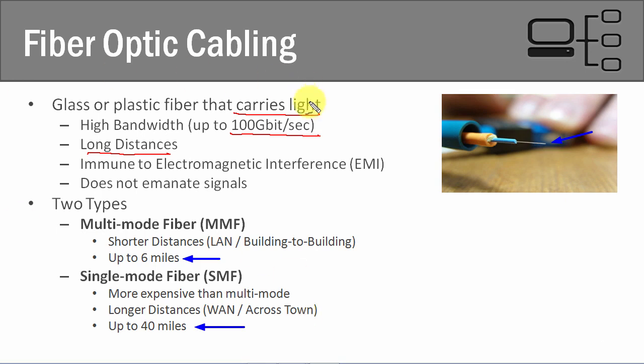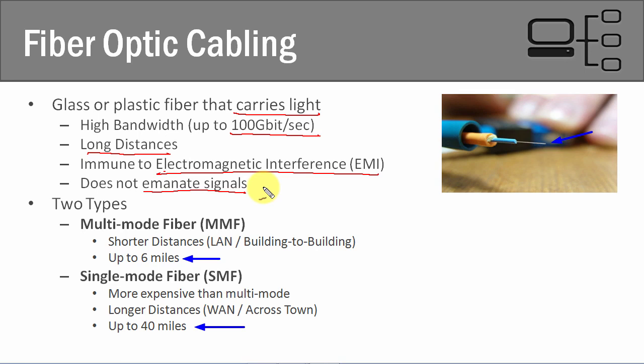Now, another huge benefit, and this is kind of a plus benefit in two factors, is that it's immune to EMI. And it doesn't emanate signals, because we're not dealing with electrical signals anymore. So when there's no EMI, there's no crosstalk, there's no signal degradation like there is with our twisted pair. And also, because we don't have EMI or crosstalk, it doesn't emanate any sort of networking signal out of the wire. So we don't have to worry about our security concerns like we do with the twisted pair. So that's another benefit.